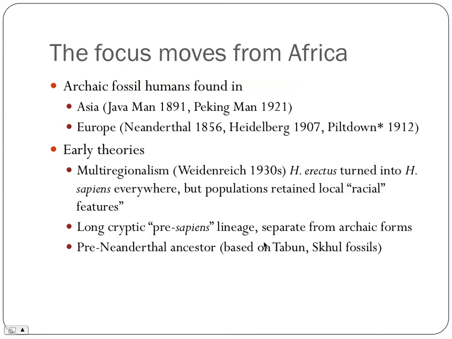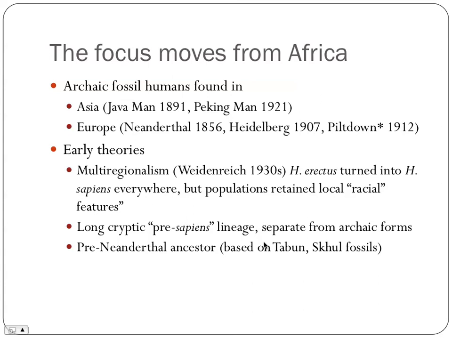We mentioned Neanderthals before. There was a primitive human skull found in Heidelberg. There was Piltdown Man, which actually turned out to be a forgery, found in England, near the village of Piltdown. Actually, next year is the centenary of that discovery, and there's going to be a lot of whodunits as to who actually made that forgery. But that, plus these discoveries in Asia, Java Man and then Peking Man, cast the focus away from Africa to looking at Eurasia as the source of modern humans.